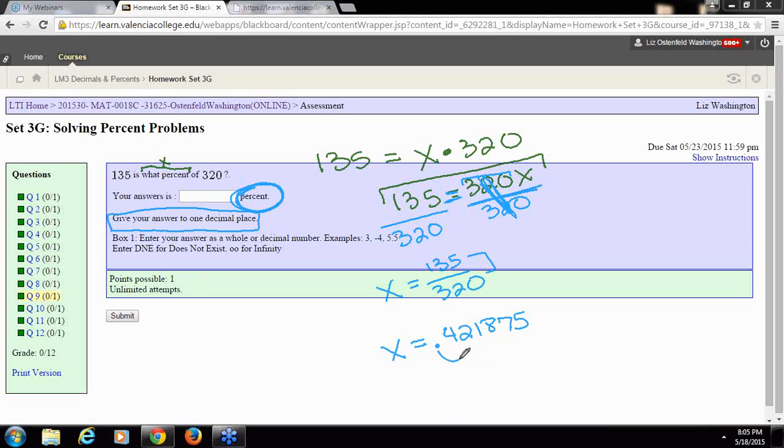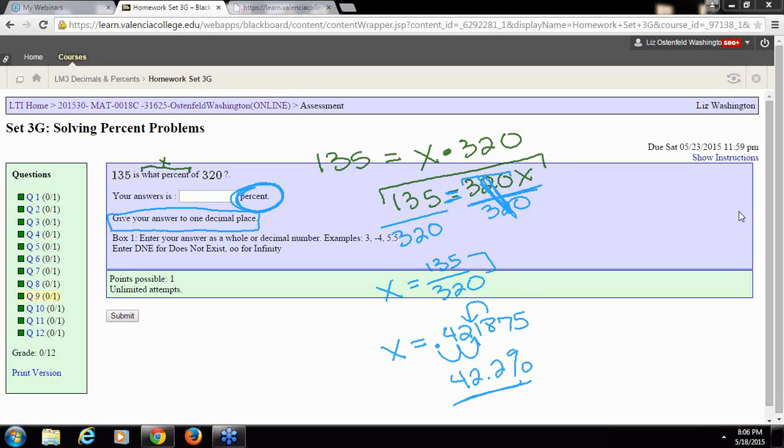But let's see. If this is going to be a percent, what would it be? I'd have to move it 2 places. 1, 2. Right? So now I'm going to get 42 point. Very good. I'm going to say 42.2% because technically it would be 42.18, and these directions say 1 decimal place. So I'm going to go with this. I'm going to say the 8 changed my 1 to a 2.